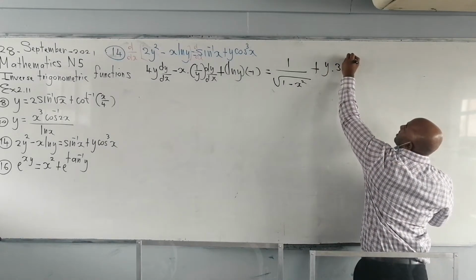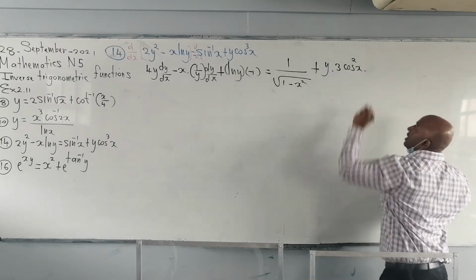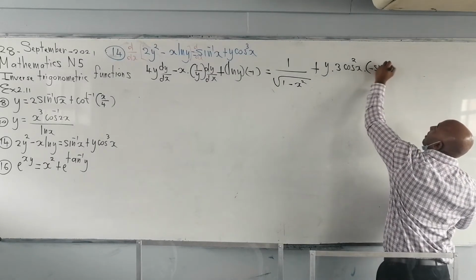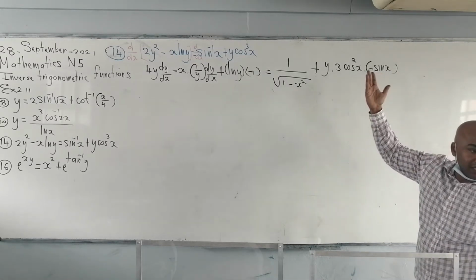3 minus 1 is 2. So you deal with the power first, times. Now you're going to differentiate cos. The derivative of cos is minus sine, times the derivative of x, which is 1. I don't have to write that down.